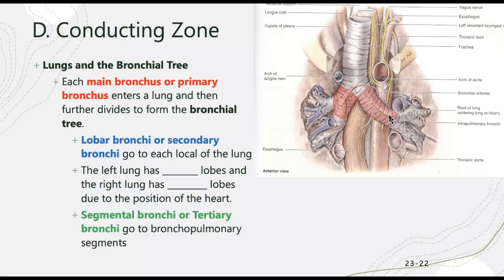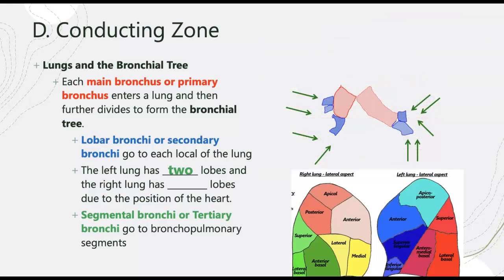So moving through the main bronchi here, we're going to enter the substance of the lungs. From there, we're going to start to subdivide into what we call the lobar bronchi or secondary bronchi. And these will go into each lobe within our respective lungs. So our left lung is going to have 2 lobes, and our right lung is going to have 3 lobes. And I'll show you these lobes in an image coming up.